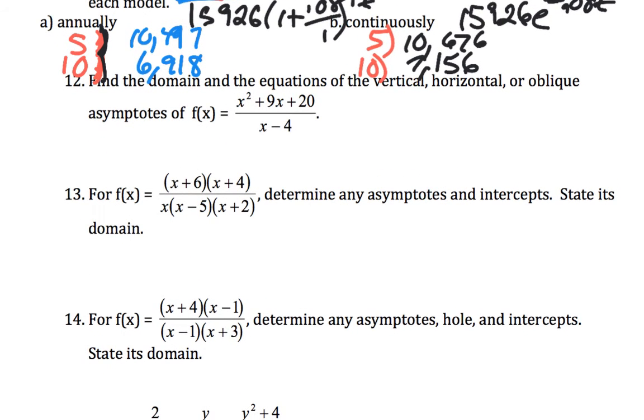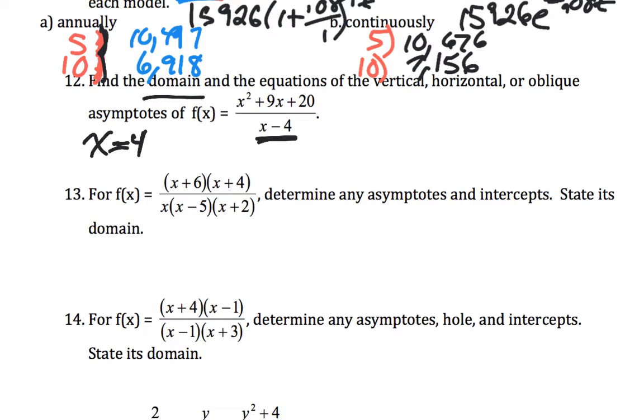Number 12, find the asymptotes in the equations of the vertical, horizontal, or oblique asymptotes. Or it says find the domain. I had the wrong word. Find the domain. Well, that comes from knowing what our asymptotes are. So the first thing I know is that this is going to be an x equals 4. That is my vertical asymptote.